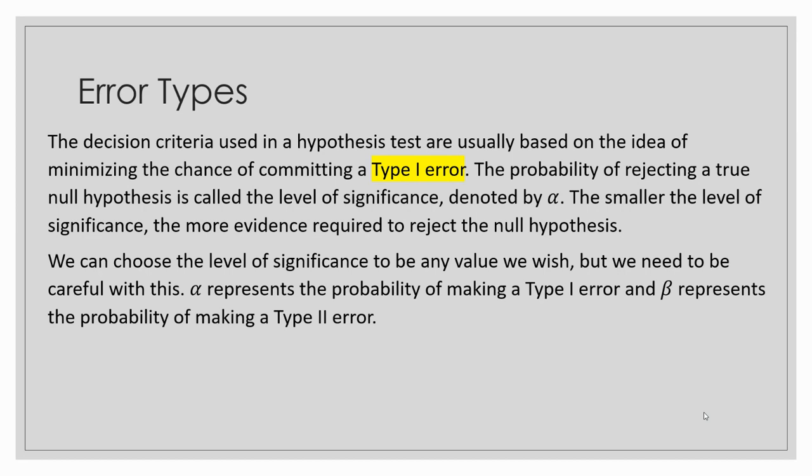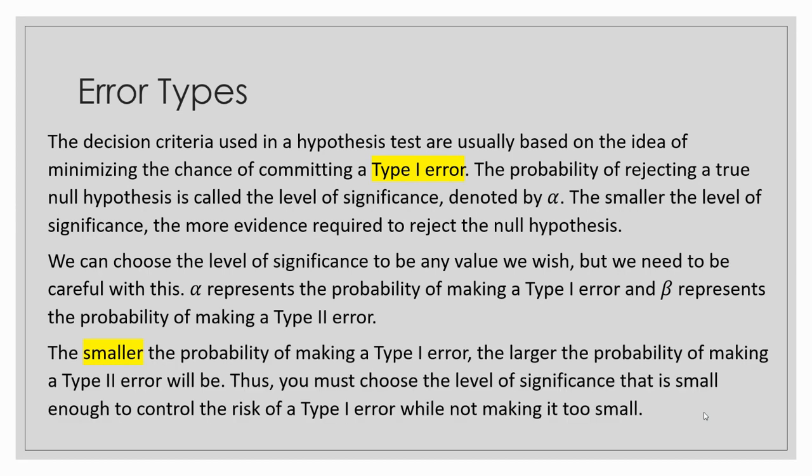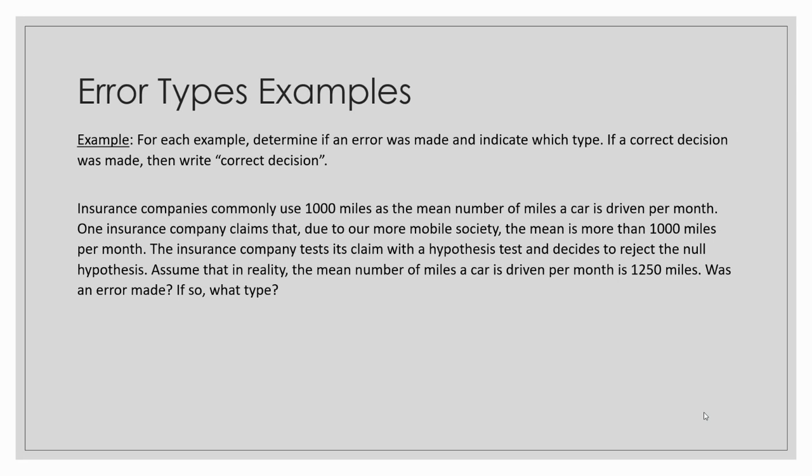Further, there's an additional caution because if you look at alpha being the probability of making a type 1 error and beta being the probability of making a type 2 error, we do have this balance where one affects the other. So the smaller the probability of making a type 1 error, the larger the probability of making a type 2 error will be. So you have to be careful to pick alpha to be small to control the type 1 error, but not making it too small where it's impossible to get enough evidence to reject the null.